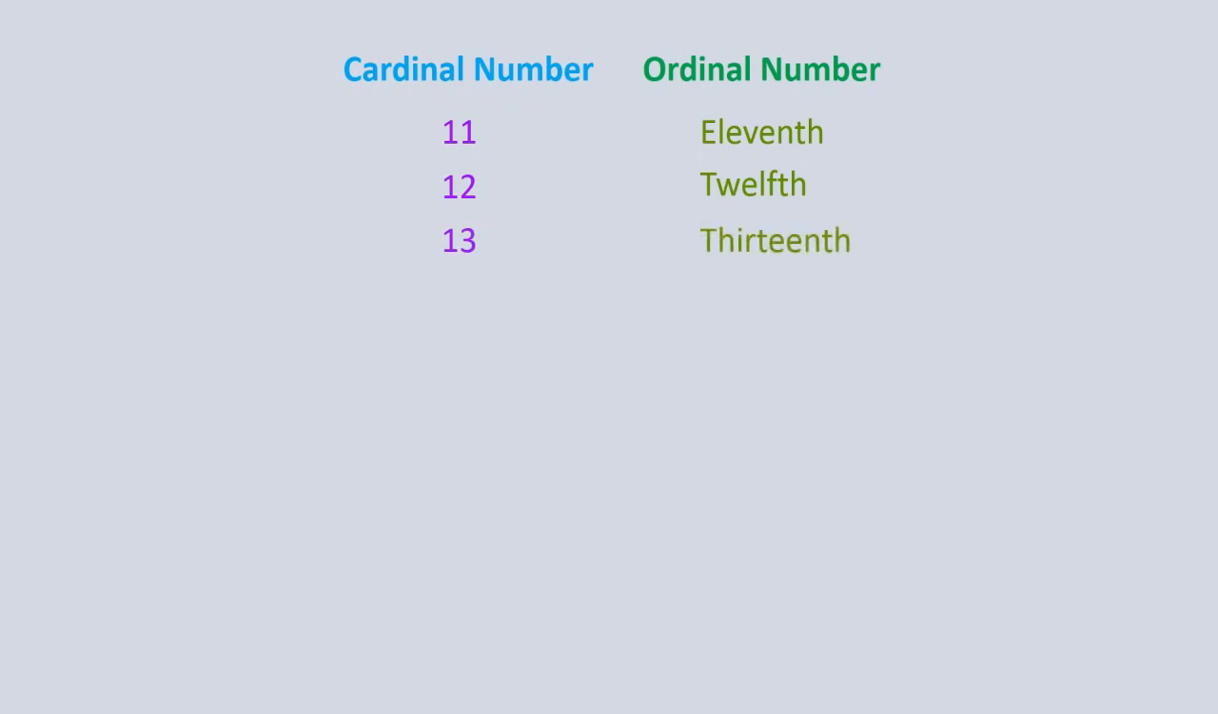13, THIRTEENTH. The same spelling, just add th. 14, FOURTEENTH. Same spelling, add th. 15, FIFTEENTH. 16, SIXTEENTH. So, as you can see children, in all the spellings we are adding only th.